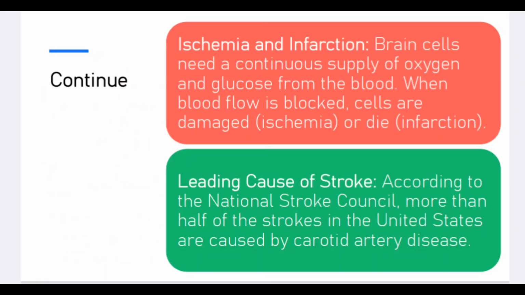Ischemia and infarction. Brain cells need a continuous supply of oxygen and glucose from the blood. When blood flow is blocked, the cells are damaged. This is the ischemia, or they die due to the infarction. Leading cause of strokes: according to a National Stroke Council, more than half of strokes in the United States are caused by carotid artery disease.